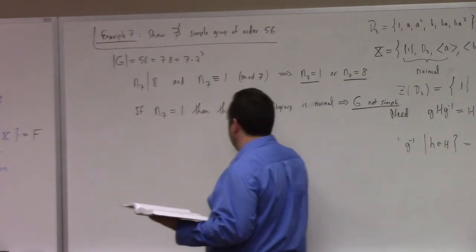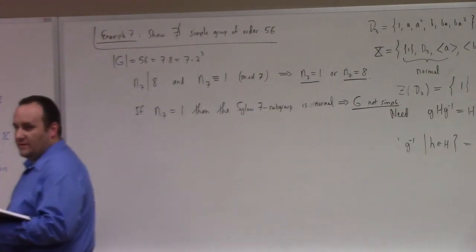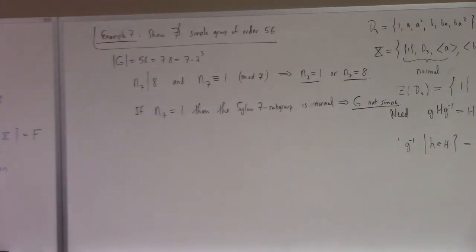Because it has a Sylow 7 subgroup, and I don't think it can be the whole group, right? So that must be a subgroup that's between the identity group and the group itself, which means it's not a simple group, right? It has a non-trivial normal subgroup. A proper non-trivial normal subgroup.